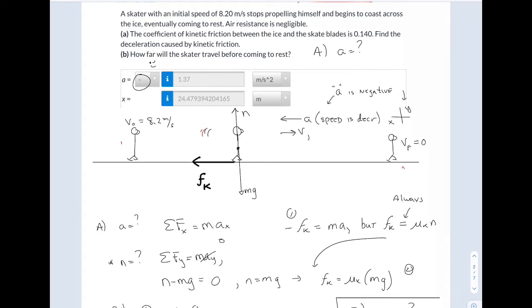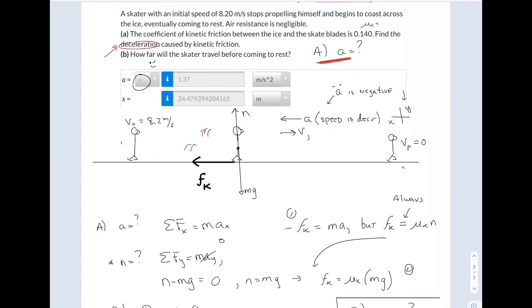For part A, they give you mu sub k, and they want you to find the deceleration. They didn't have to call it deceleration, they could have called it acceleration. Whether you're slowing down or speeding up, you're still accelerating. But if you're speeding up, you wouldn't call it a deceleration. Deceleration usually refers to slowing down. So the bottom line is for part A, they want you to find the acceleration.